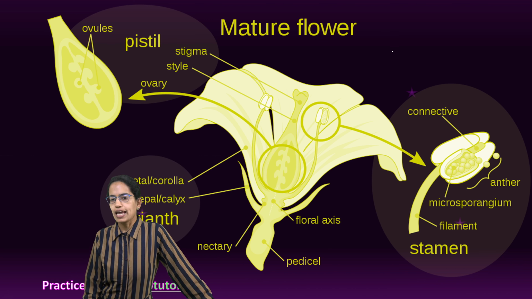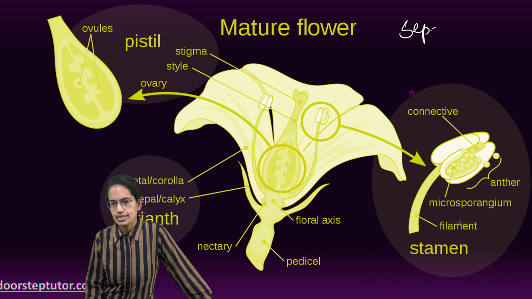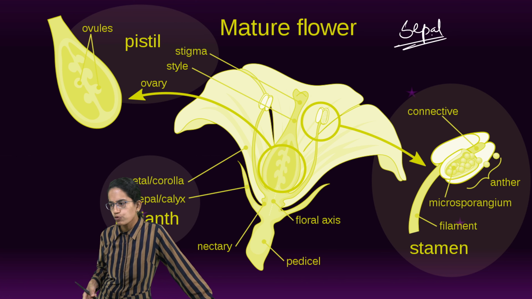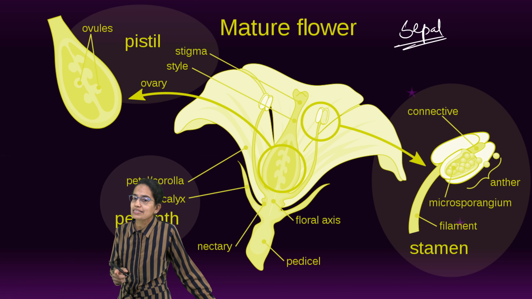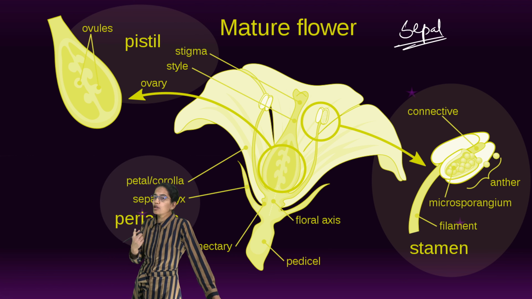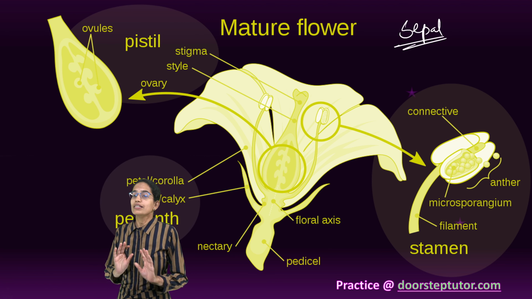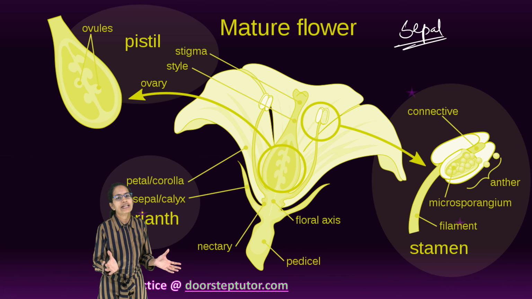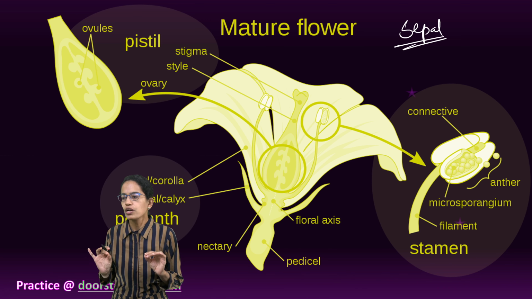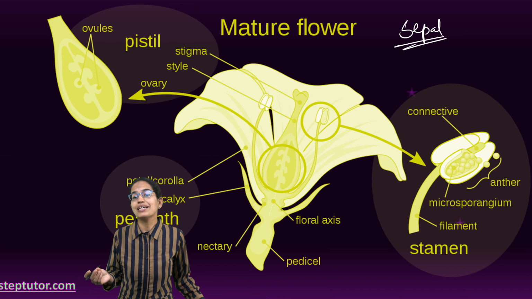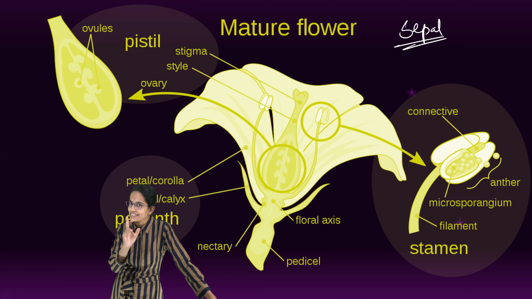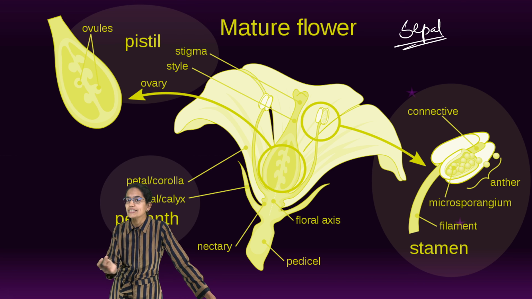The first is the calyx, the outermost whorl, which is made of sepals. As we said, it is green in color, so it has the function of preparing food through photosynthesis. But in some cases, these sepals are colored. Gulmohar is a good example where the sepals, the outermost whorl, are colorful, and the idea is to attract visitors for pollination. Nectaries are present too.